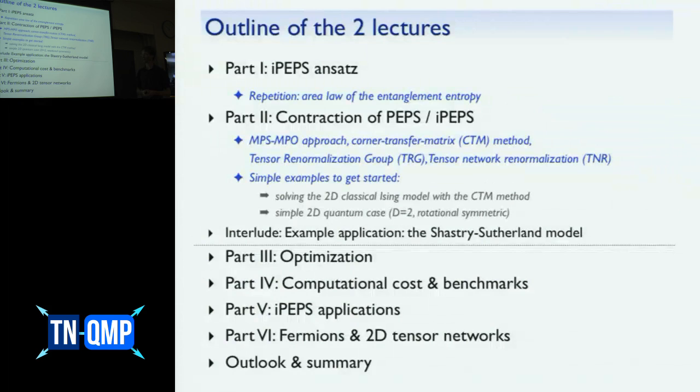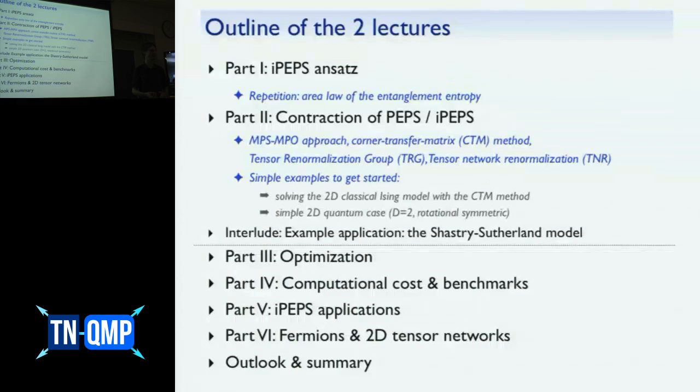We'll talk about the computational cost and the benchmarks, and then I'll also show you a comparison with DMRG, some more applications, and then maybe also fermions in 2D tensor networks. That's the plan. This is a lecture, so please interrupt me at any time if I can clarify things. That's how it should be.